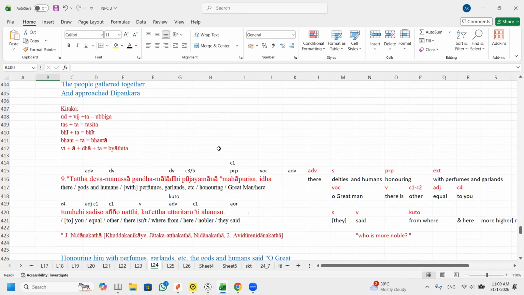Okay, I will do number 9. Number 9. So tatta, this is a compound. Okay, Dewa Manusa, this is also a compound. Ganda plus Mala. So Maladihi here, and 'he' there's a 'he'. This one is Puja Yamana. So that means the 'mana' technically should be your present passive participle. Mahapurisa again. Okay. So ita. Ita is not vocative.